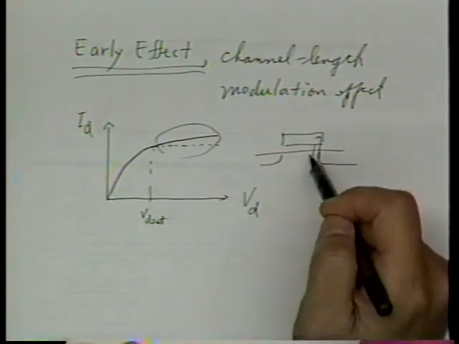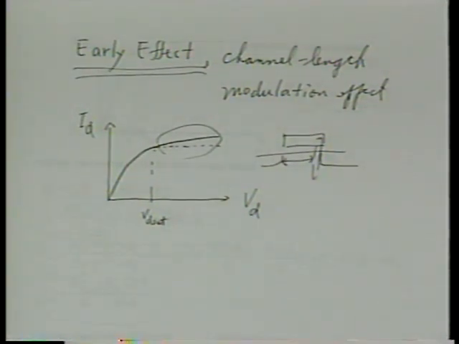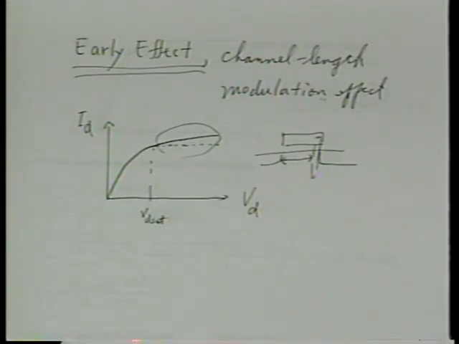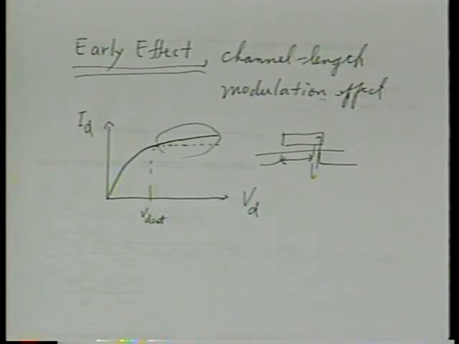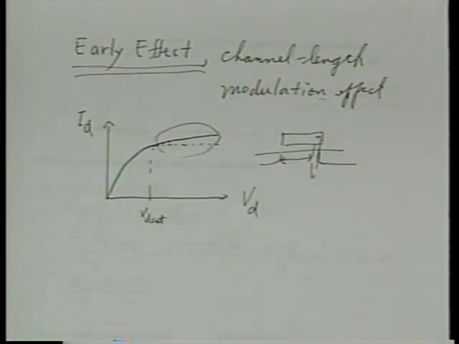As a result, the remainder of the channel, which determines the transistor current, becomes shorter. So this channel length shortening, channel length modulation, is the mechanism that generally or often is used to describe the early effect. But later we'll see some other reasons why the current may not be constant. All right? Now, this is called early effect.